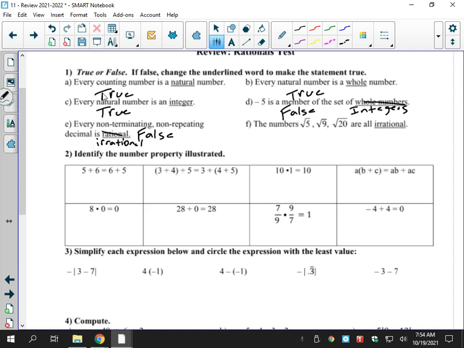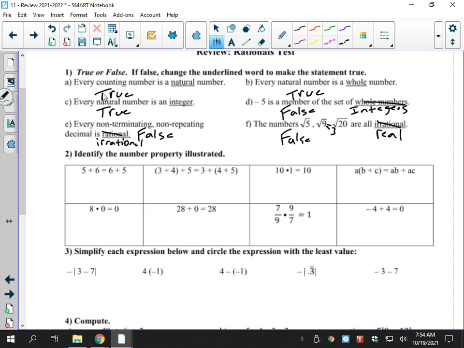Now, F is the one that gets people. The numbers square root of 5, square root of 9, and square root of 20 are all irrational. Well, not quite, because square root of 9 is rational. It's equal to 3. These numbers are all real numbers. So that's how we would answer that.